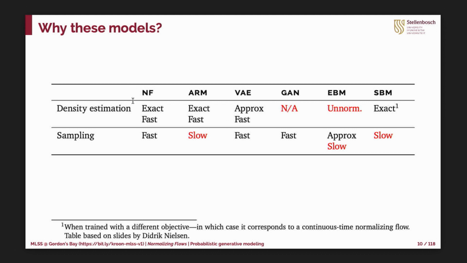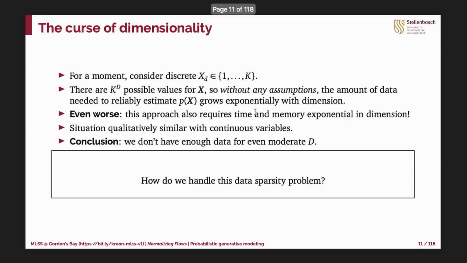Okay, so normalizing flows are going to give us exact and fast density estimation, or that's the dream. With fast sampling, again, that's the dream. And VAEs will give us fast density estimation and fast sampling, but approximate density estimation, because we're going to be using variational inference, right? Okay.